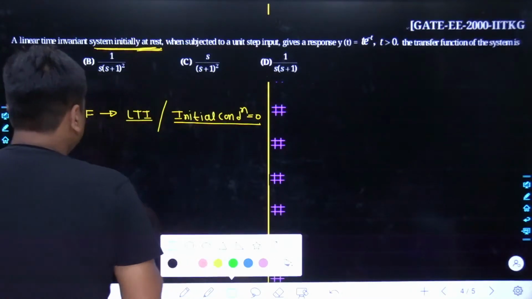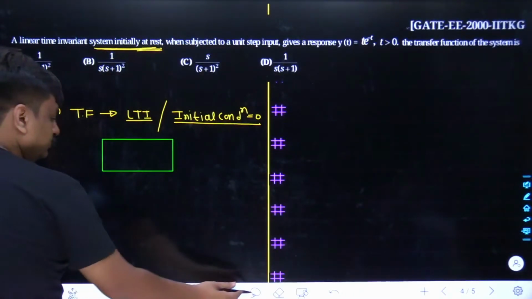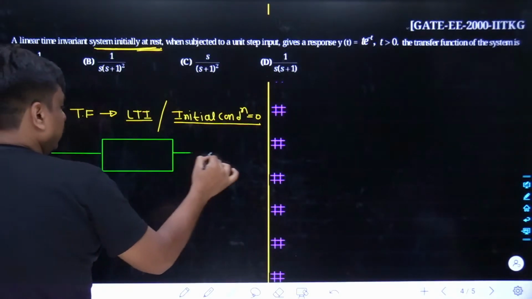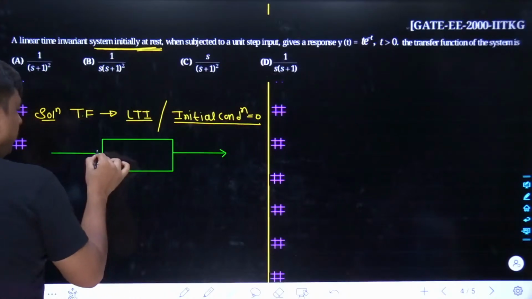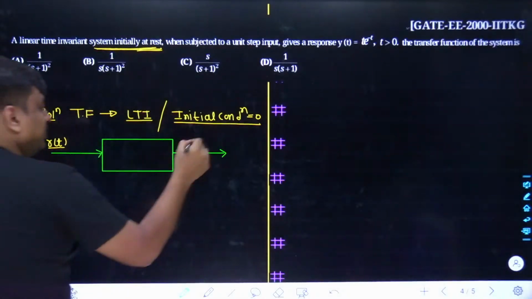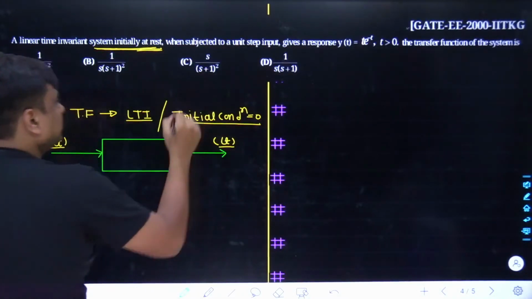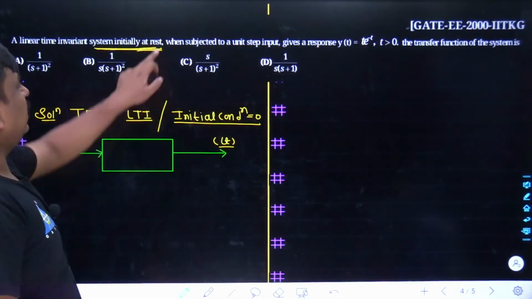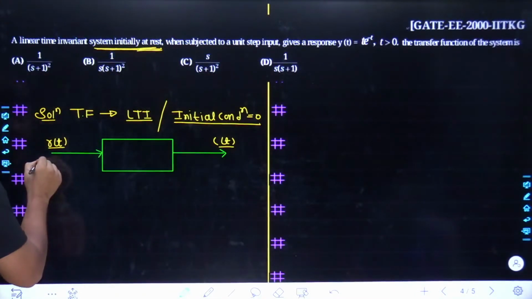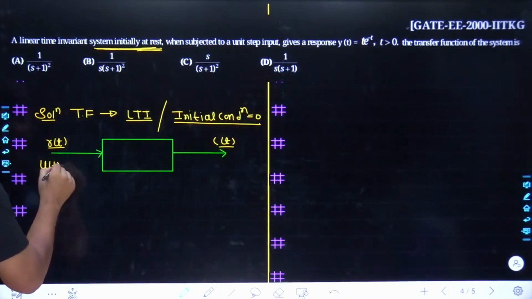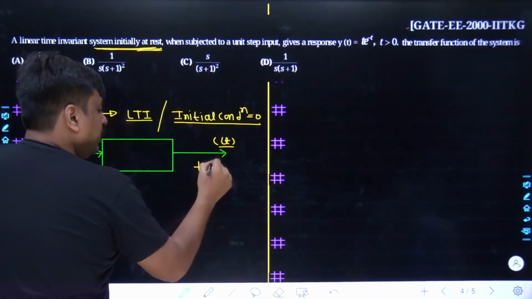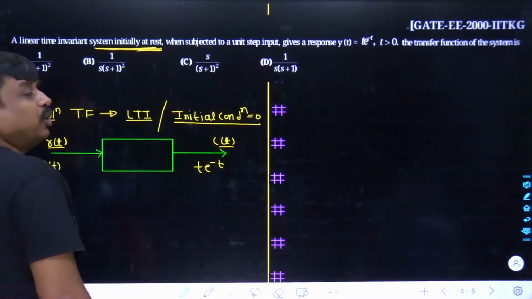Now, once you read this problem carefully, you'll get to know you had a system. The input was applied to the system, and this is the output terminal. Input is r(t), the output is c(t). The problem states that at the very beginning the input was a unit step input, which was u(t). And when the input was a unit step, the output was t times e to the power of minus t, valid only for t greater than 0.